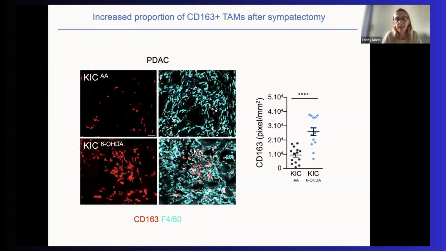So by immunohistochemistry, we have confirmed that in denervated KIC mice, we have an increase in the proportion of CD163 macrophages in the tumors. We have no difference in the total number of macrophages, but the population of CD163 positive macrophages is increased.